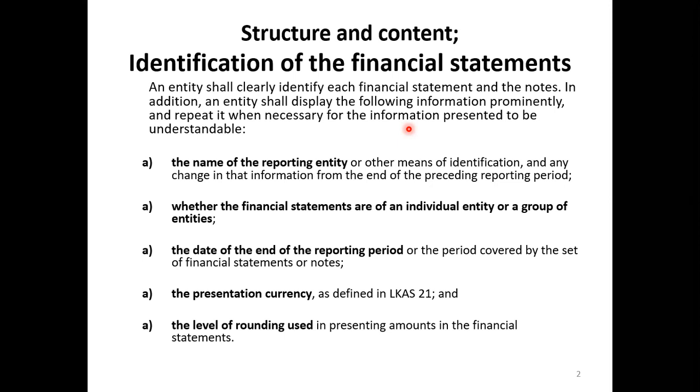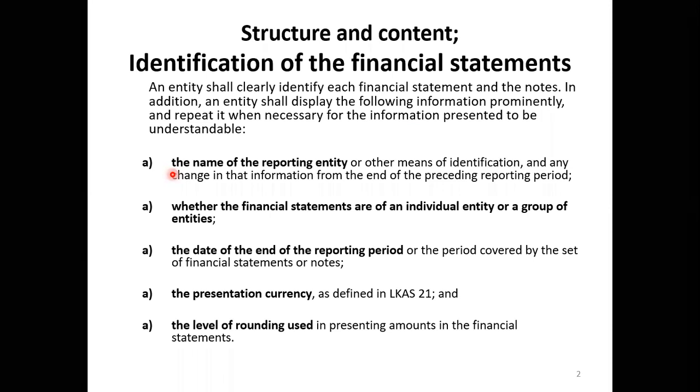So how can we identify easily? By looking at the title of the financial statement, it is easy to identify. For the identification, first we have to quote the name of the reporting entity, such as XYZ company, Abhenayaka Enterprises, ABC Limited. That is the name of the reporting entity or other means of identification. If there are any other ways to identify the reporting entity, that is also acceptable.